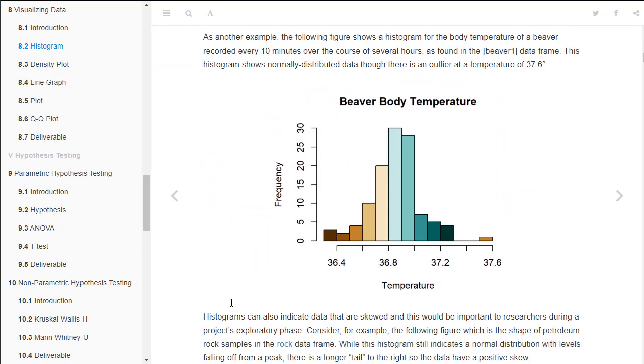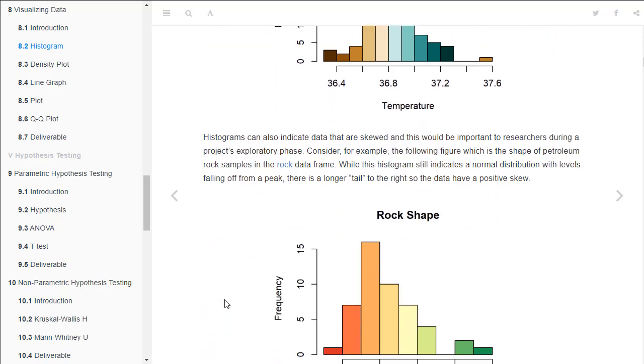As another example, we have a beaver data frame where the body temperature of a beaver is listed over the course of several weeks. You'll notice that this body temperature in general stays near the center, with just a few temperatures out at the extreme. Again, this would be a normal distribution.